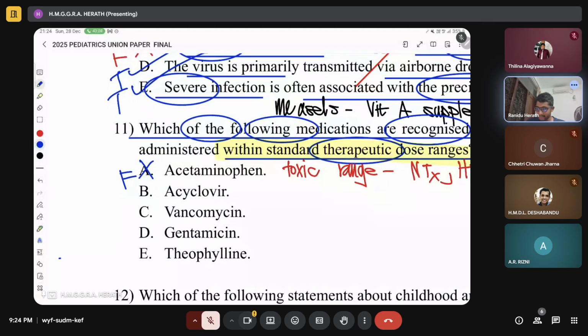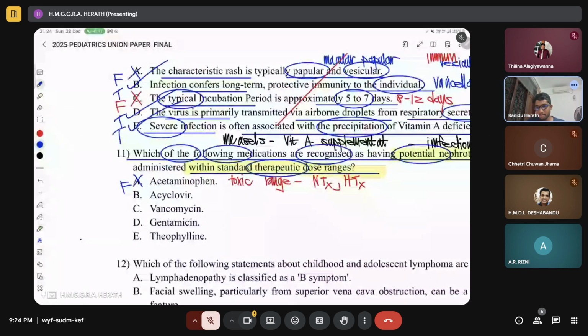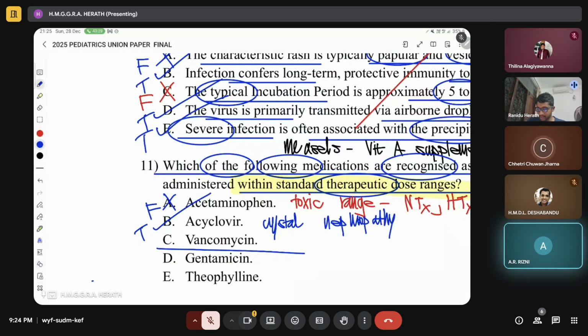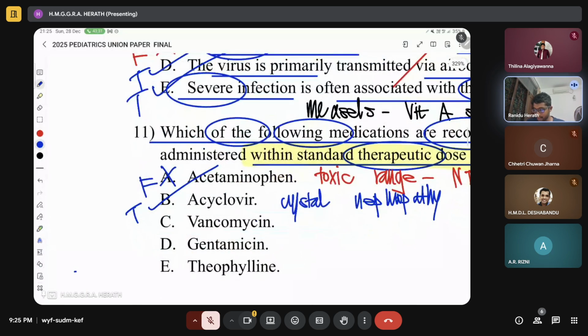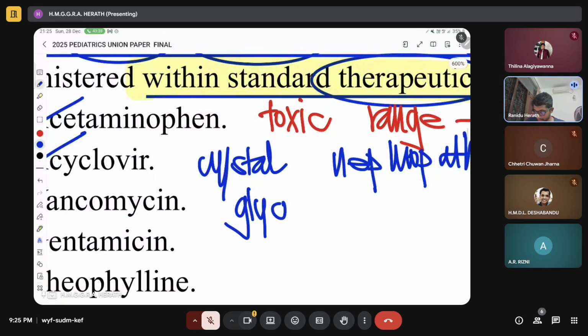Acyclovir, does it cause nephrotoxicity in the standard therapeutic dose range? Yes. It causes crystal nephropathy sometimes in patients who are dehydrated. So you have to keep the patient well hydrated when giving acyclovir. Understood? Vancomycin, does it cause nephrotoxicity in the normal ranges? Yes. It is a glycopeptide antibiotic, and it causes nephrotoxicity.